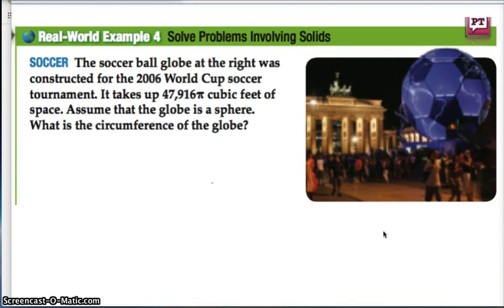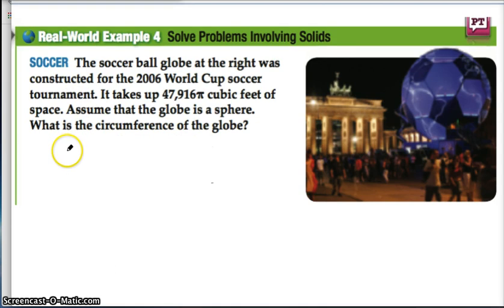All right, so let's go ahead and look at this final example, a real world example. The soccer ball globe at the right was constructed for the 2006 World Cup soccer tournament. It takes up 47,916 pi cubic feet of space. Assume that the globe is a sphere. What is the circumference of the globe?